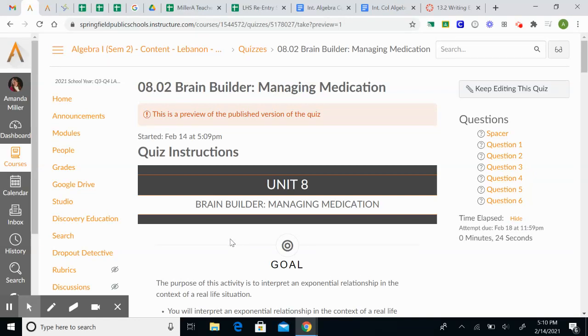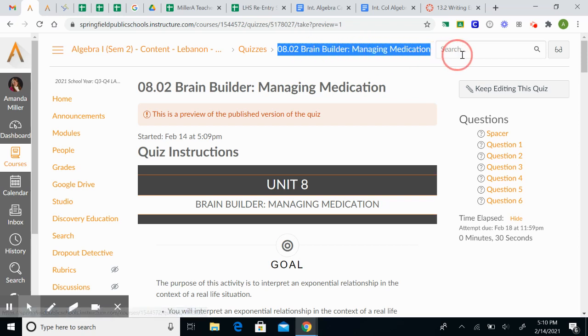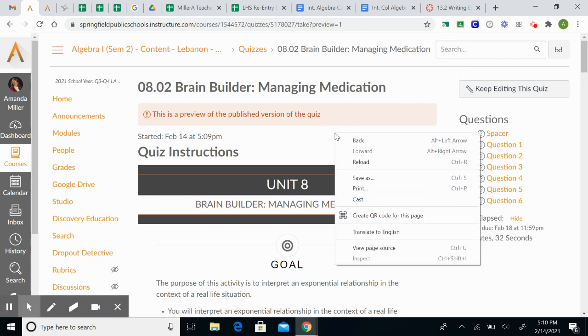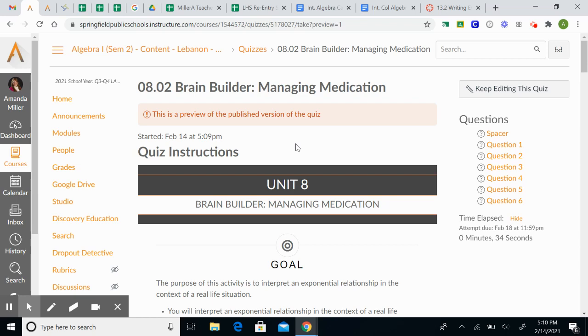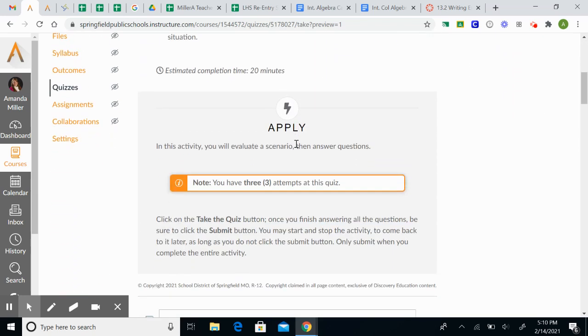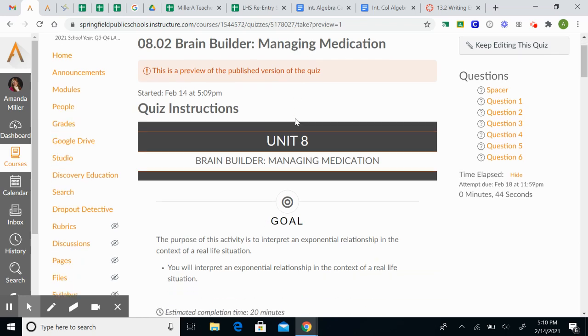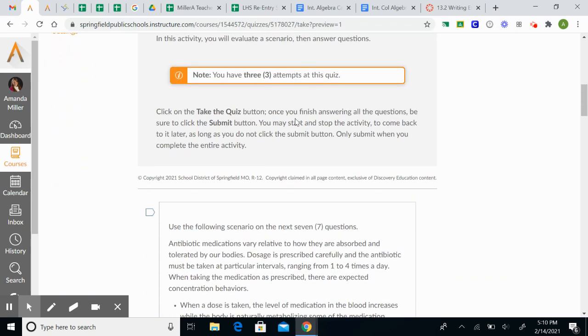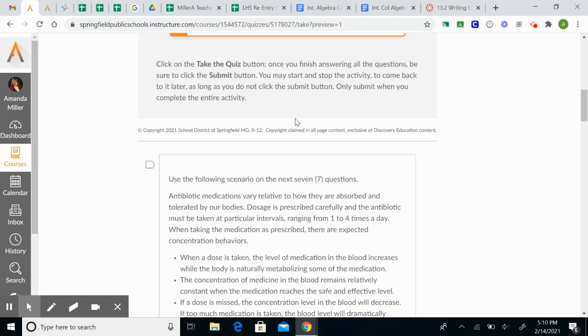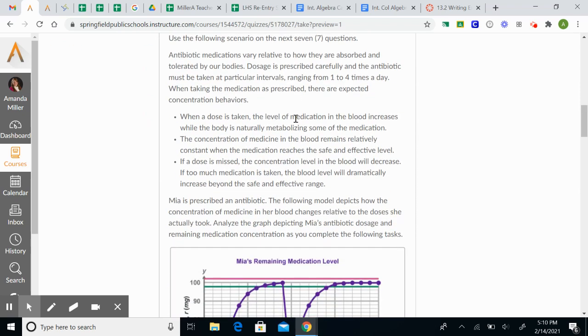Hey everybody, I wanted to talk to you about your assignment 8.2, the managing medications. Just give you a little information about the graph in case you're a little confused about that. So this assignment is the second assignment after your discussion board post, and the discussion board post talks a little bit about medications and how we can model the medications in our bodies. And so this is just that scenario.